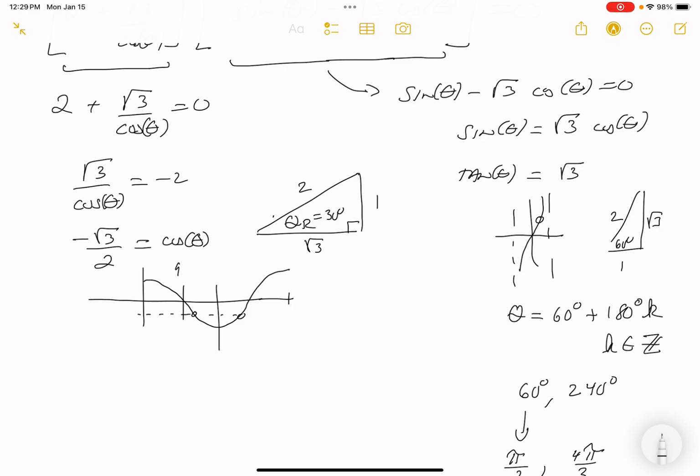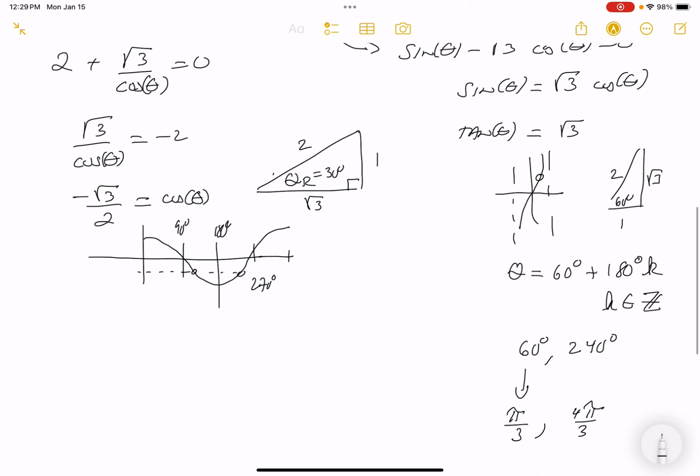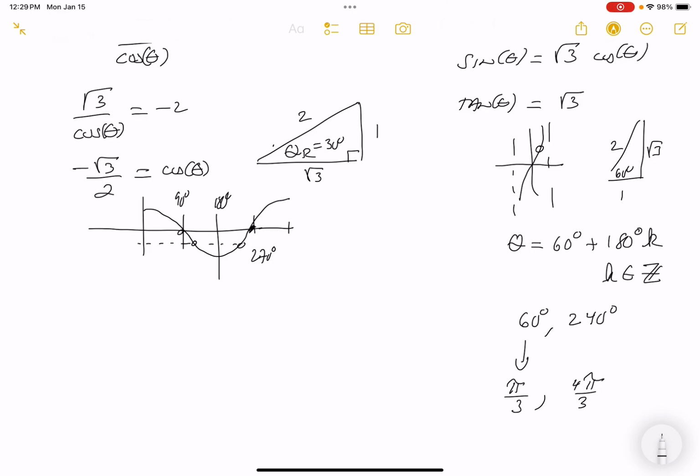And you may wonder what these are. This is between 90 and 180, and the other one's going to be between 180 and 270 degrees. I know I didn't do a great job of drawing those things, but it's supposed to be zeros there. Anyway, let's take a look at this over here. So if it's between 90 and 180, the reference is 30. So what does that mean? This angle here would be 150 degrees.